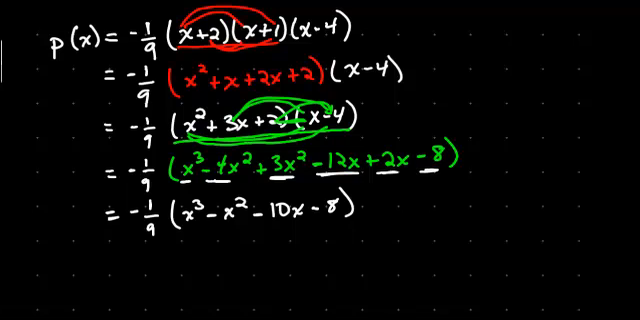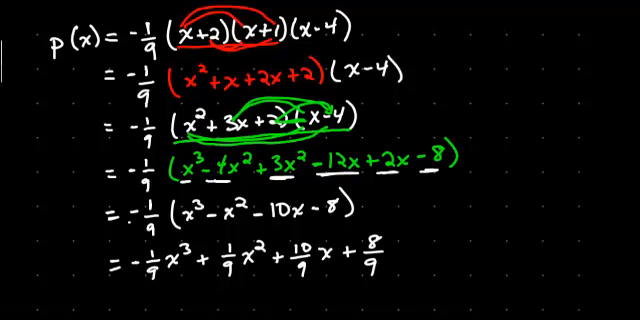Okay. So I get my final answer here. I distribute the negative 1/9 and I get 1/9 x cubed plus 1/9 x squared. Note the negative times the negative gave me the positive. Again, negative 1/9 times a negative 10x: both are negative, so it gives me a positive 10/9 x. And now distribute the negative 1/9 to the negative 8, and I get a positive 8/9. So that's going to be our final answer there. p of x equals negative 1/9 x cubed plus 1/9 x squared plus 10/9 x plus 8/9.